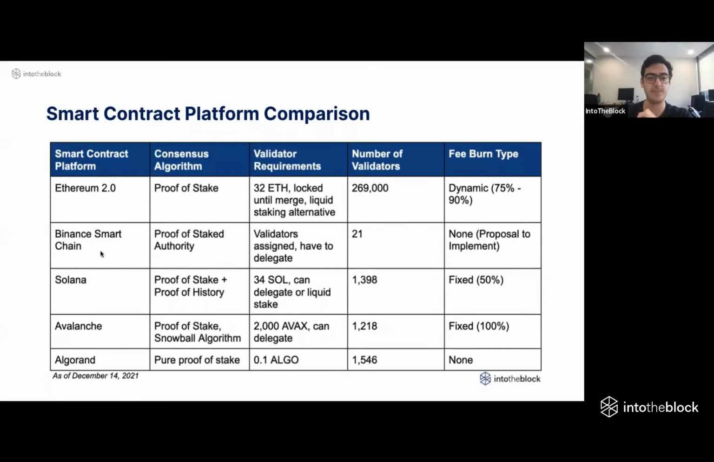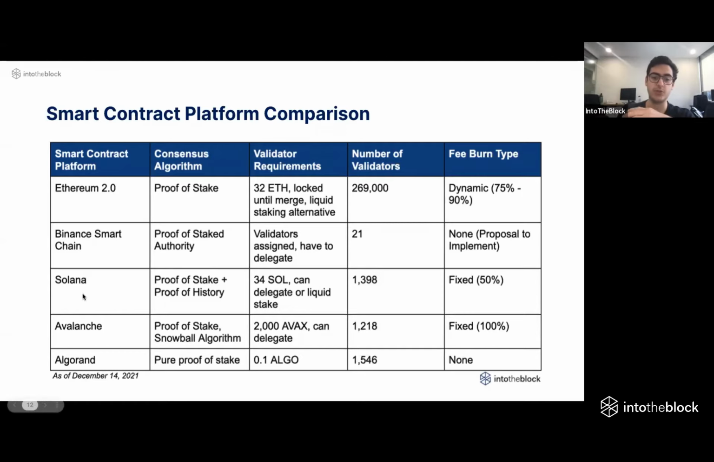By comparison, BSC uses proof of staked authority, and as I mentioned, it's a lot more centralized. So there are only 21 validators that are pinpointed by the Binance team, really, even though they do have to have certain credentials. There is so far no fee burn, even though there are proposals to implement it. Then there is Solana, which uses a hybrid. They essentially use proof of stake and an additional layer called proof of history, which takes care of a lot of the computation behind the consensus. So this makes the underlying consensus for proof of stake occupy a lot less data.